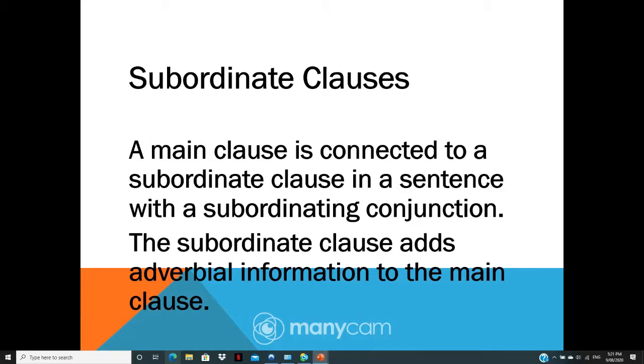Now let's have a look at subordinate clauses. So a main clause is connected to a subordinate clause in a sentence with a subordinating conjunction. The subordinate clause adds adverbial information to the main clause. That's the key point.